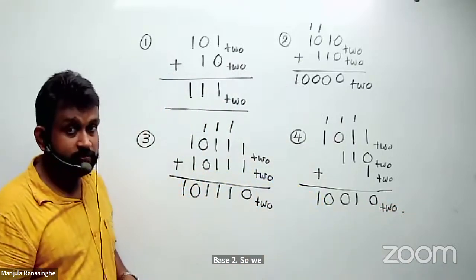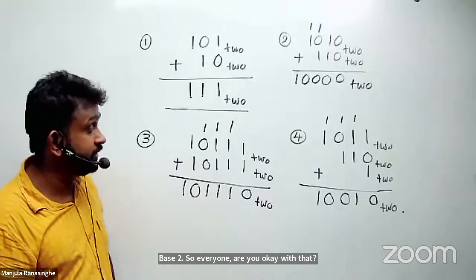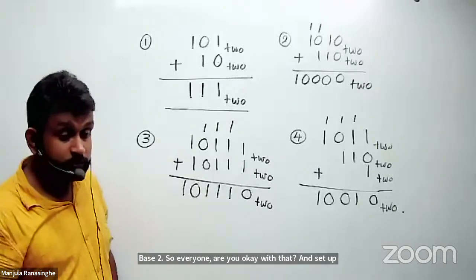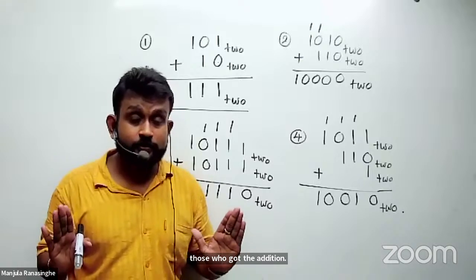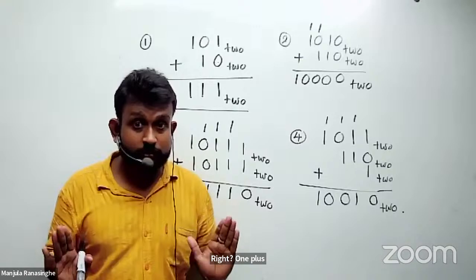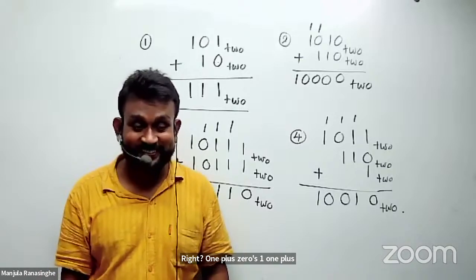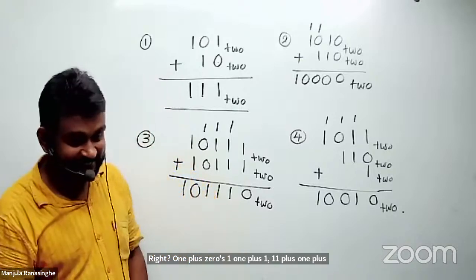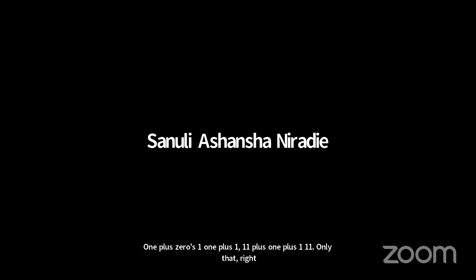So everyone, are you okay with that? Hands up those who got the addition clearly. So the basic idea: 1 plus 0 is 1, 1 plus 1 is 10, 1 plus 1 plus 1 is 11. Only that. So we did know 1, 2, 4, 8. Like we wrote the binary numbers up and we found it's 10, like that.